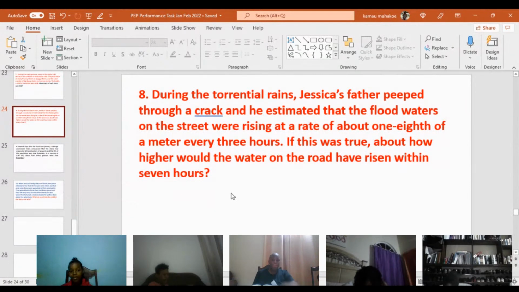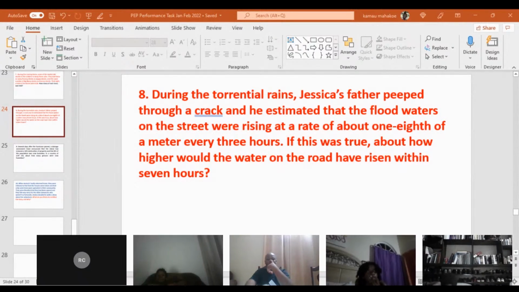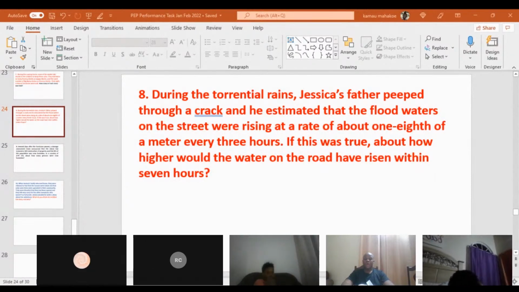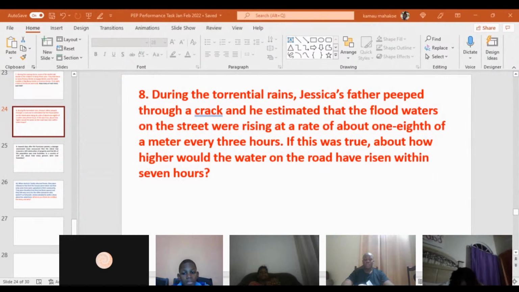All right, Jer, I'd like you to read question 8, please. 8. During the torrential rains, Jessica's father peeped through a crack and he estimated that the floodwaters on the street were rising at a rate of about 1/8 of a meter every 3 hours. If this was true, about how much higher would the water on the road have risen within 7 hours? All right, so what are we saying for this one?